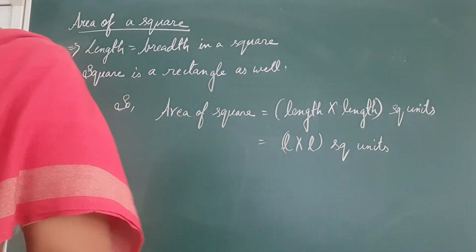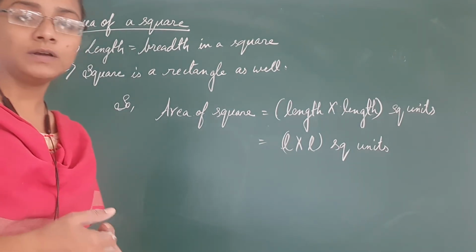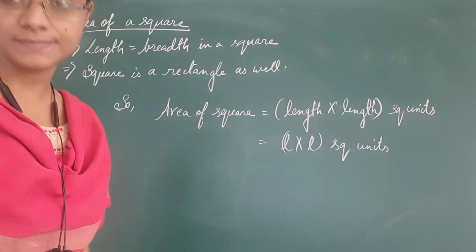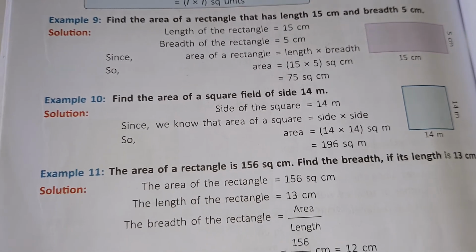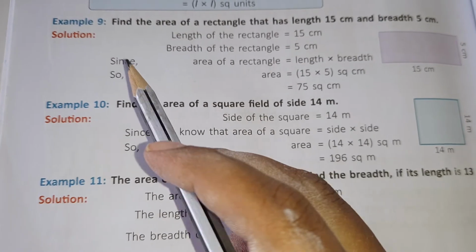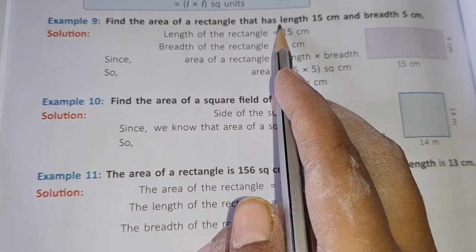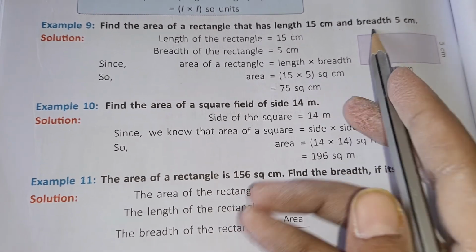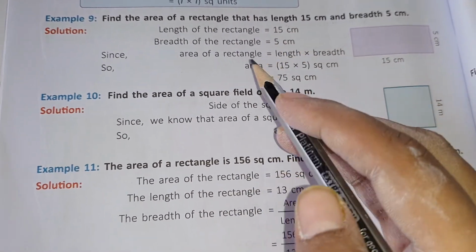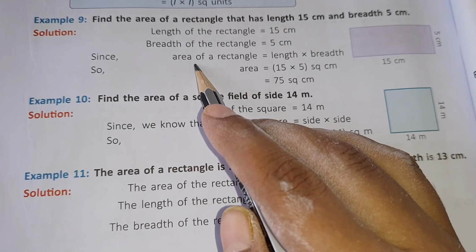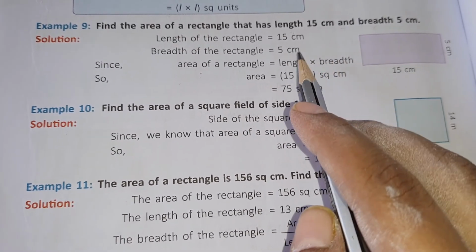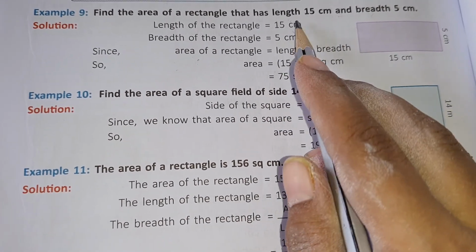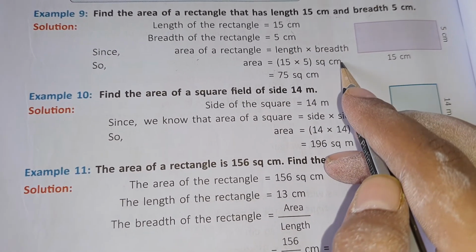Okay students, now we will do some examples relating to how to find the area of a rectangle and how to find the area of squares. Now look at the examples, it is already given in your book. Find the area of the rectangle that has length 15 centimeter and breadth 5 centimeter. Here you know the length and breadth, and the formula of the area of a rectangle, that is length into breadth. So here area is equal to 15 into 5 square centimeter.